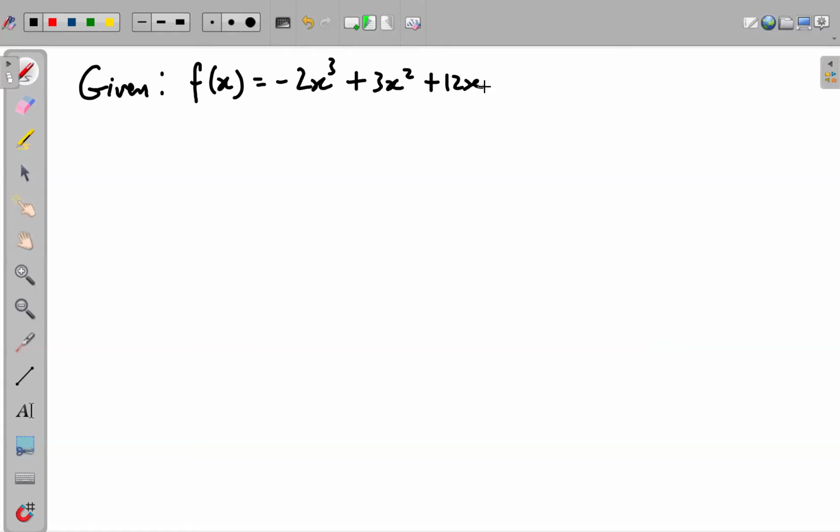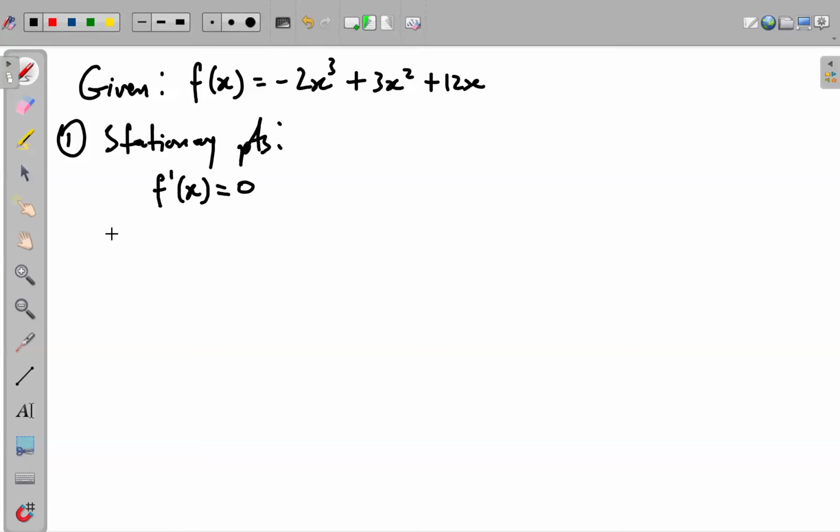Now, the first question is: calculate the coordinates of the stationary point. Now remember, let me just make this clear. We want to find the stationary point. So if I want the stationary point, I must find the first derivative and then equate it to 0, and then I solve for x. But take note, they want the coordinates.